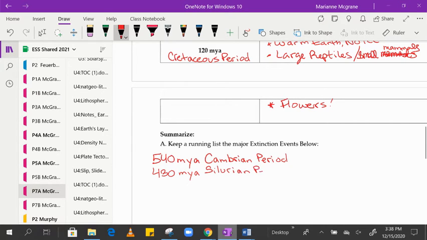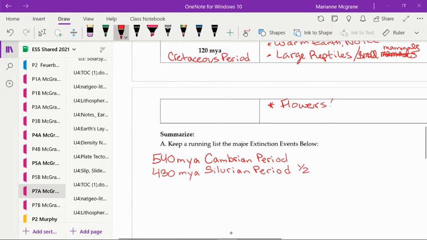Silurian period. And we lost half of the marine invertebrates. That means these are creatures that do not have a spinal column. They have a spinal cord, but no spinal column. So these are like soft, squishy things still.